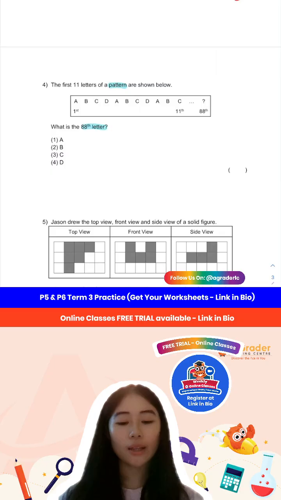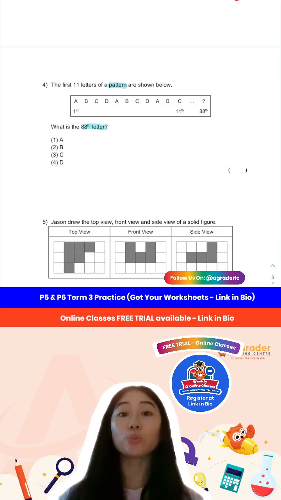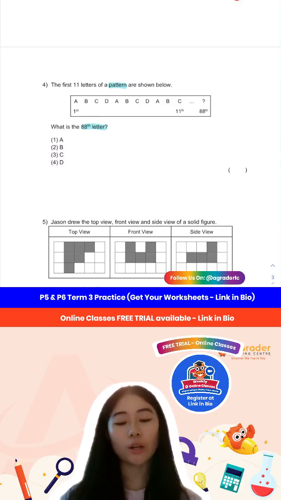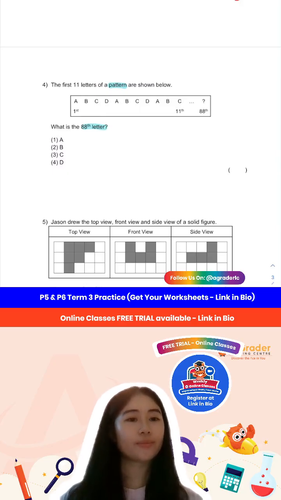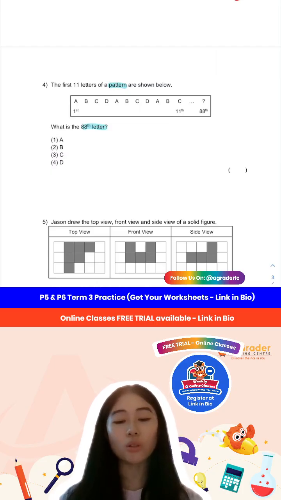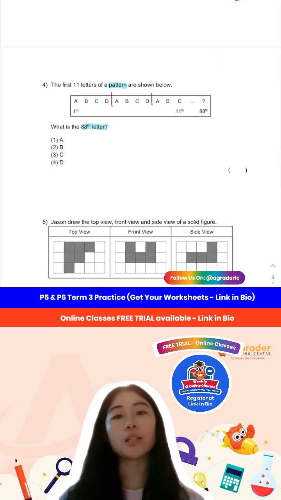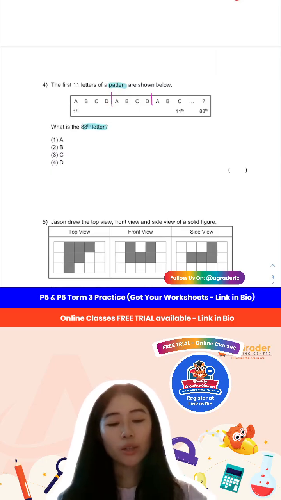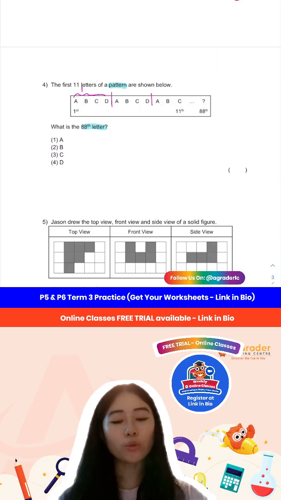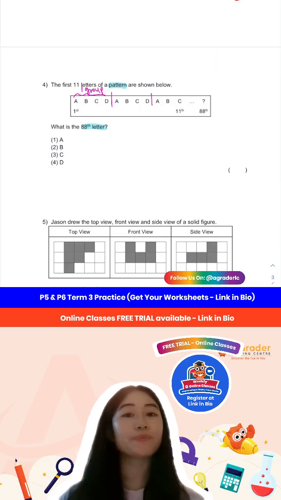So the 88th letter in this pattern. Firstly, you gotta find the pattern, right? How many alphabets are there in one group of repeating pattern? What do you think? One group of pattern is made up of how many alphabets? Okay, so Fluffy Kitten says it's 4, right? Octopus says it's 4 also. So 4 means it's A, B, C, D, and then A, B, C, D repeats again. So yes, you guys are correct. Within one pattern, or one group, there's 4 alphabets.